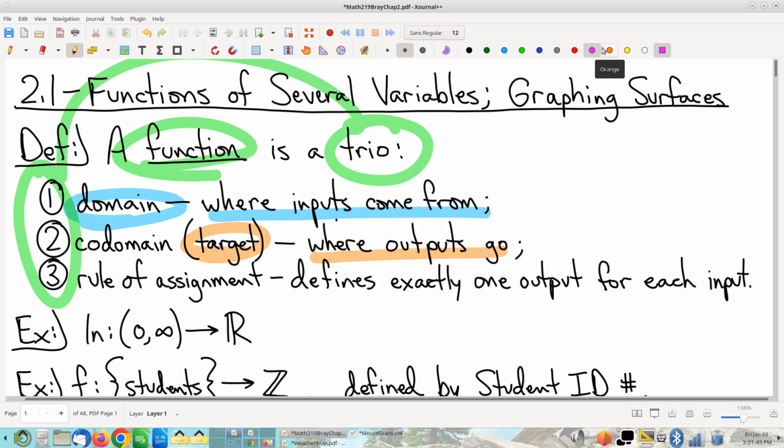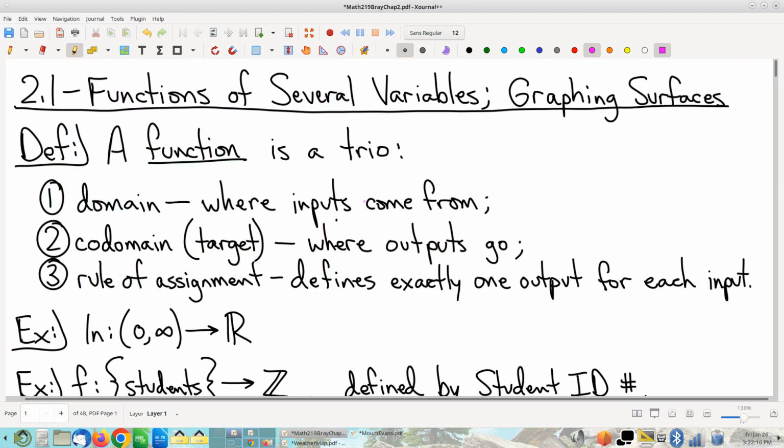Last part of the trio is the rule of assignment. This is what a lot of people think of as being the formula, which again, a lot of people think of as what is the function itself, but again, it's not. It's one of the three elements of the trio. So the rule of assignment, sometimes called the formula, just tells you exactly what is the output for any given input. It doesn't have to be a bunch of algebra. It just doesn't. Okay, so these three things.